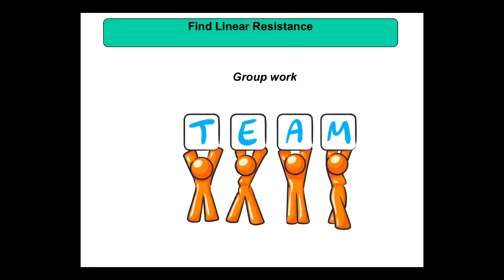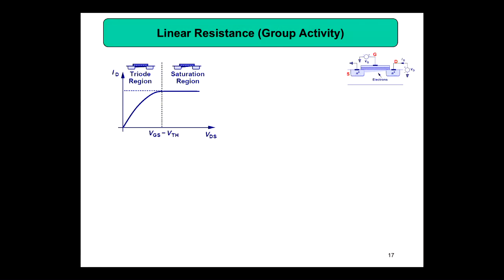So find the linear resistance. That is a group work. Now what I want to find is, I'm going to take this triode region. In the triode region, the entire region is not linear. Only this much part is linear, because here it's not obeying Ohm's law because there is a curvature. But if you take this part, somewhere here, then it's a linear region. You see the slope, the line is straight. That is called the ohmic region.